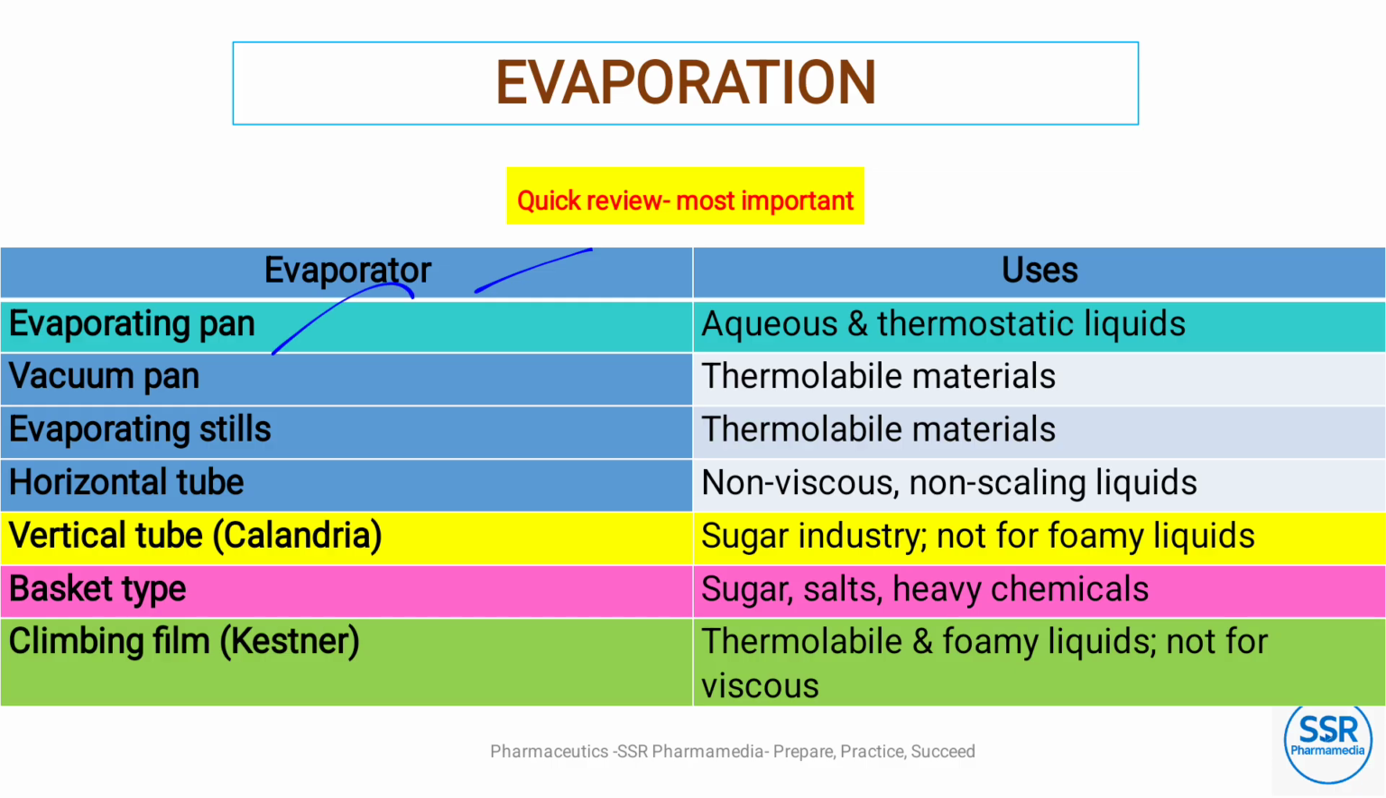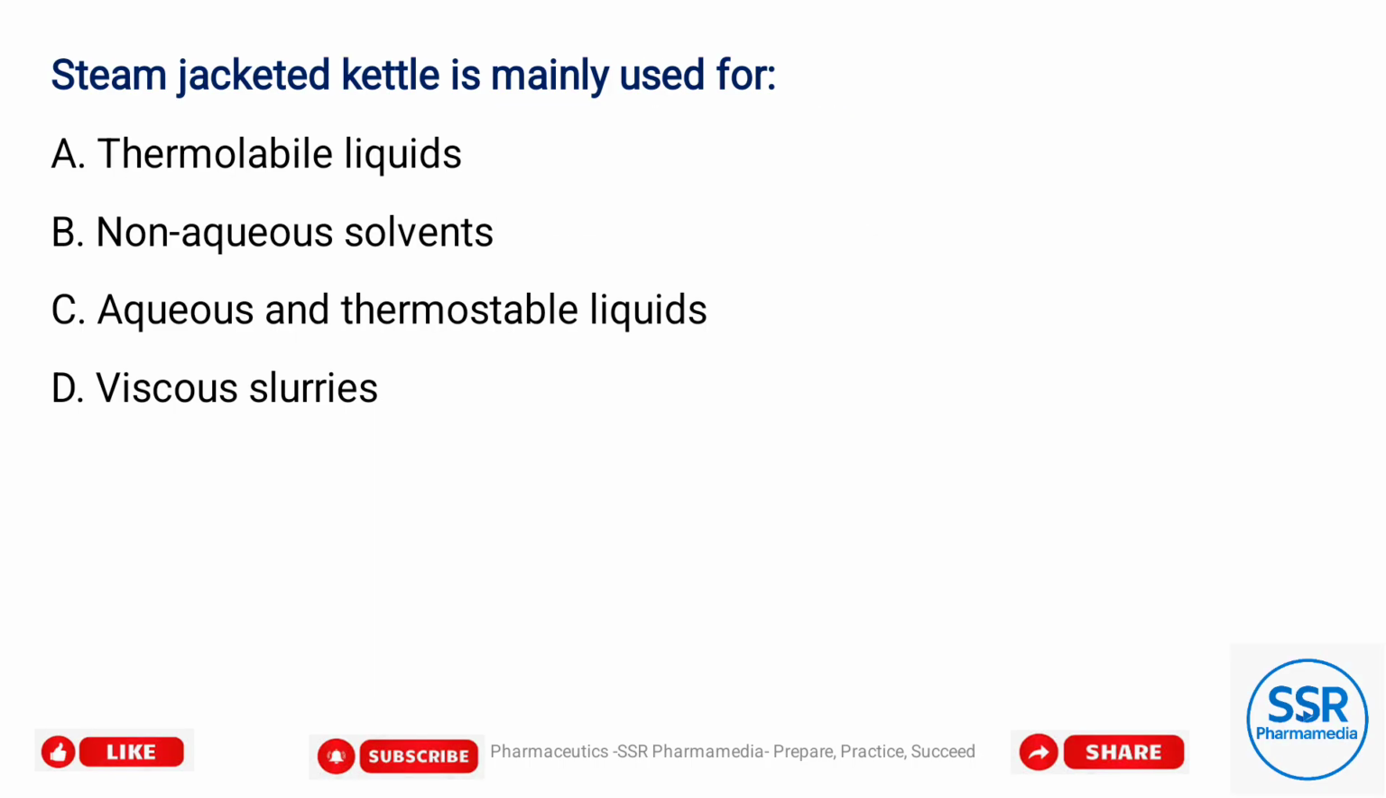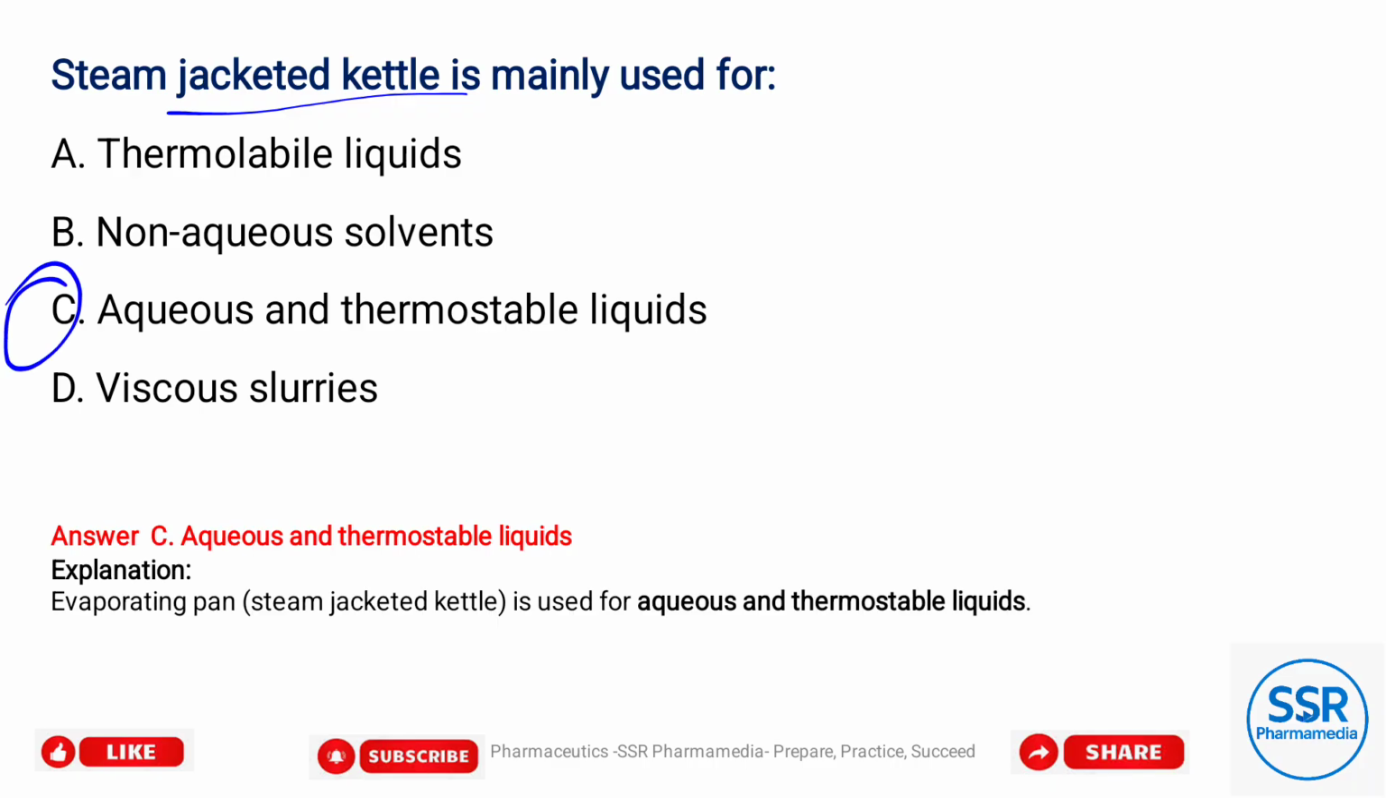Evaporators: evaporating pan, aqueous and thermostable liquid. Vacuum pan, thermolabile substance. Evaporating still, thermolabile material. Horizontal tube, non-viscous, non-scaling liquid. Vertical tube, sugar industry, not for foamy liquid. Basket type, sugar, salt, heavy chemicals. Climbing, thermolabile and foamy liquids, not for viscous liquids. It's for a short quick review. Steam jacketed kettle is mainly used for option C, aqueous and thermostable liquids.